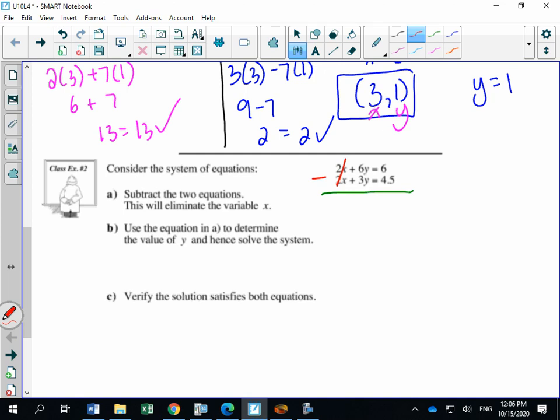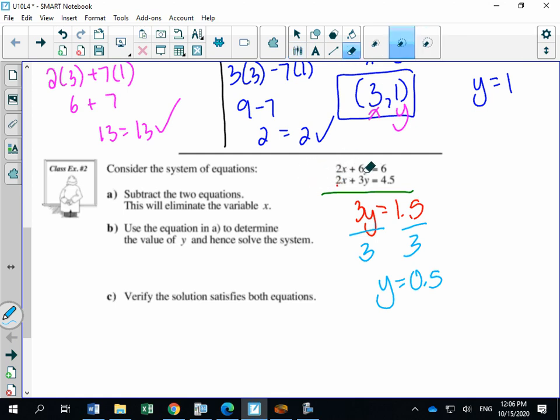6 minus 3 is 3y, is equal to 6 minus 4.5 is 1.5. From here, we're now solving for y. So divide both sides by 3. And we're going to get y is equal to 1.5 divided by 3 is 0.5. You then take your value and you say it needs to go into either the first or the second system. You'll get the exact same answer if you put it in both systems.